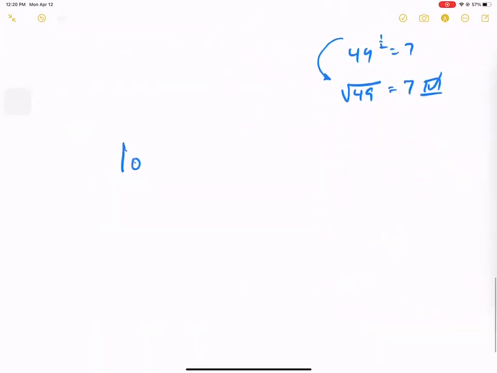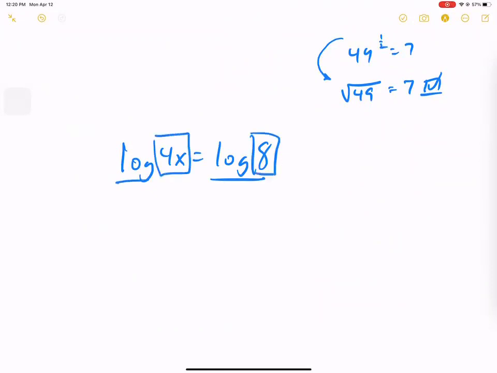What if it's log of 4x equals log of 8? Now, if I have logs on both sides, this problem is actually cut and dry. Because if they're both logs, shouldn't the inside be equal to each other? Right? So if these are supposed to be identical, shouldn't 4x equal 8 if these were truly equal?